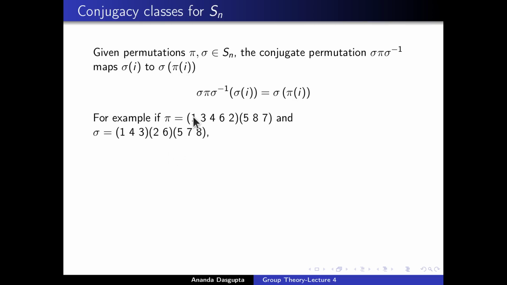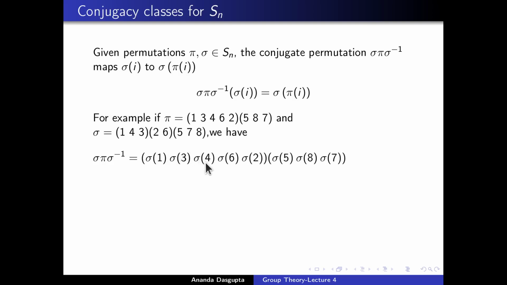Well, pi takes 1 to 3. What sigma pi sigma inverse will do, it will take sigma 1 to sigma 3, and then sigma 3 to sigma 4, then sigma 4 to sigma 6, sigma 6 to sigma 2, and sigma 2 back to sigma 1. So instead of the cycle 1, 3, 4, 6, 2 back to 1, which pi had, sigma pi sigma inverse will actually have the cycle sigma 1, sigma 3, sigma 4, sigma 6, sigma 2, and then back to sigma 1. Similarly, since pi takes 5 to 8, and that to 7, and that back to 5, sigma pi sigma inverse will take sigma 5 to sigma 8, sigma 8 to sigma 7, and sigma 7 back to sigma 5.